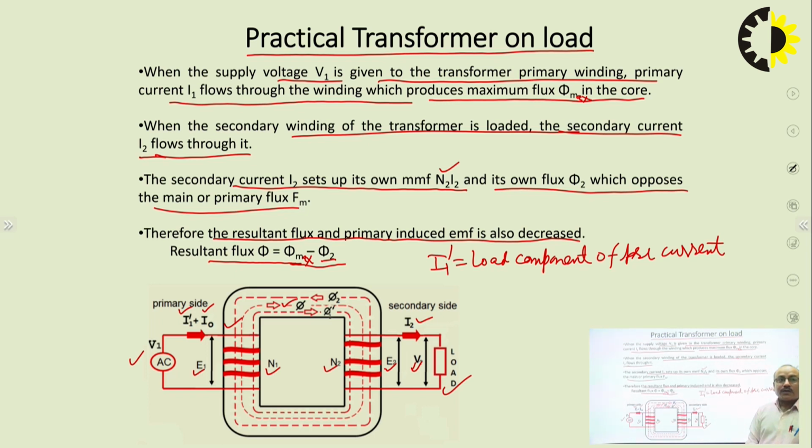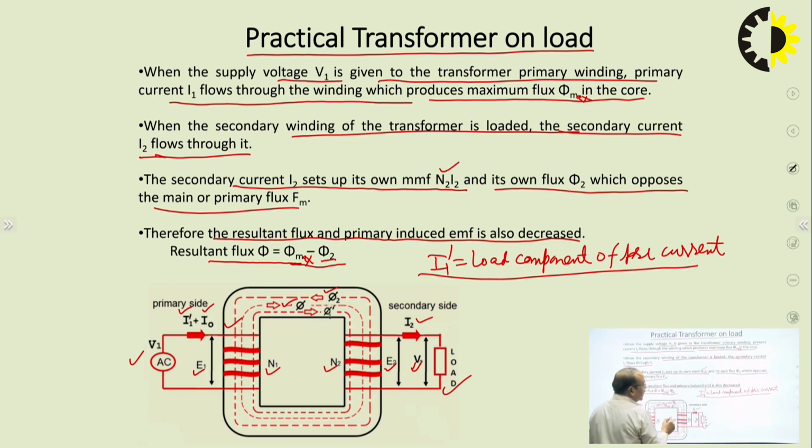Some additional flux should be generated from the primary side, which will neutralize phi 2, and the main flux will not be affected; it will remain the same. So if we see it further, this is phi 2, the secondary flux which is opposing main flux phi, and corresponding to it, the primary winding is taking additional current from supply, which is the load component of primary current I1 dash, and that is generating additional flux phi 1 dash, and this is equal to phi 2.